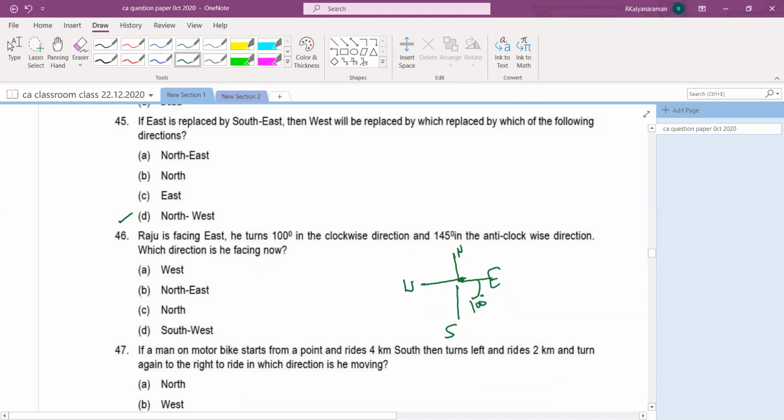And 145 degrees in the anti-clockwise direction. So this guy is now going 145 degrees from here. So from this point he goes 145 degrees. Which direction is he facing now? So it is obviously northeast. So my choice will be B.